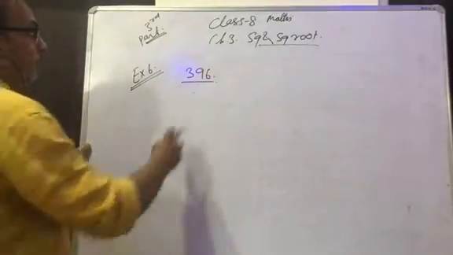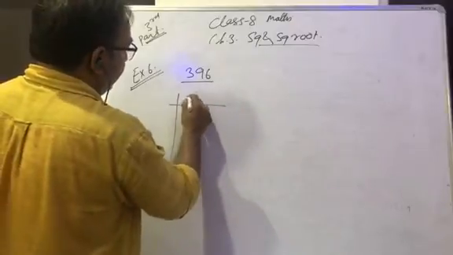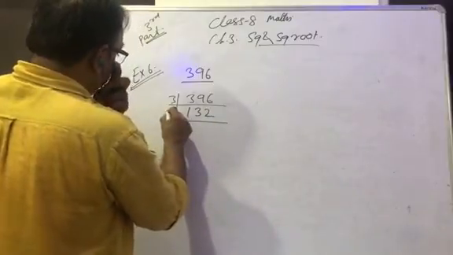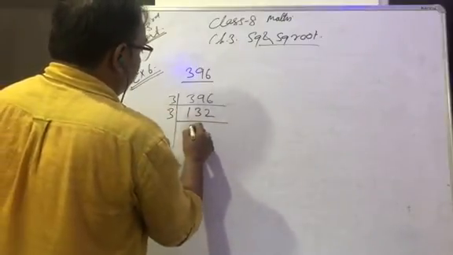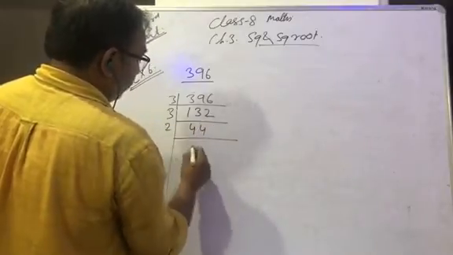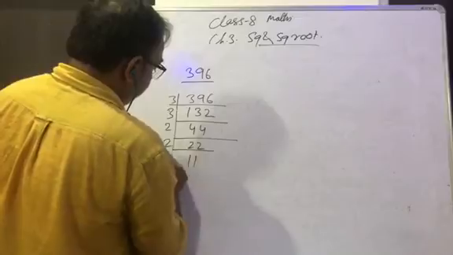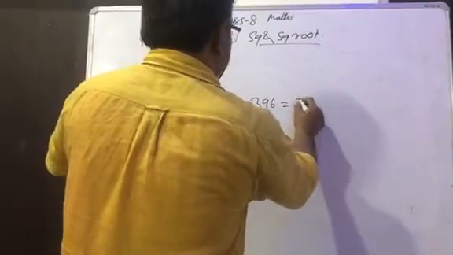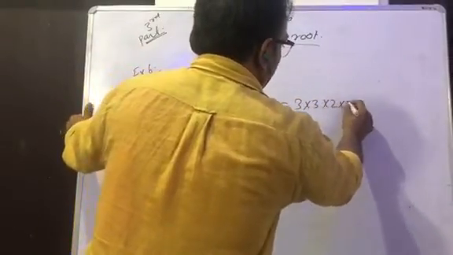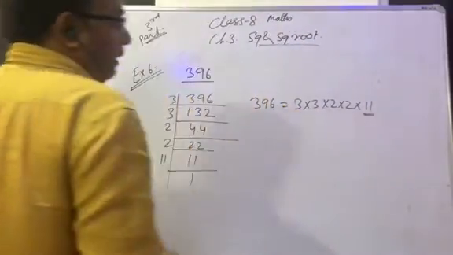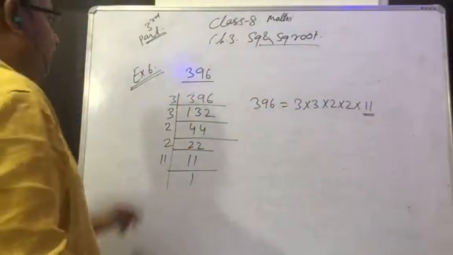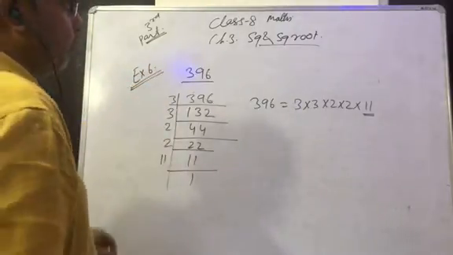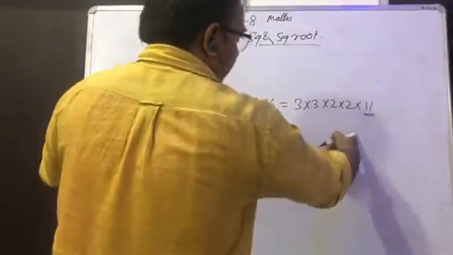396 is the number. So first we do the prime factorization of 396. 3 1s are 3, 3 2s are 6. Then we can divide by 3 again. It's 3 4s are 12 and 44. Now divide by 2. It's 22. Then 2. Then 11. 11 is a prime number. So the prime factorization of 396 is 3 times 3, 2 times 2, and there is a single number, 11. So if we want to make the number a perfect square, we have to multiply the number by 11.